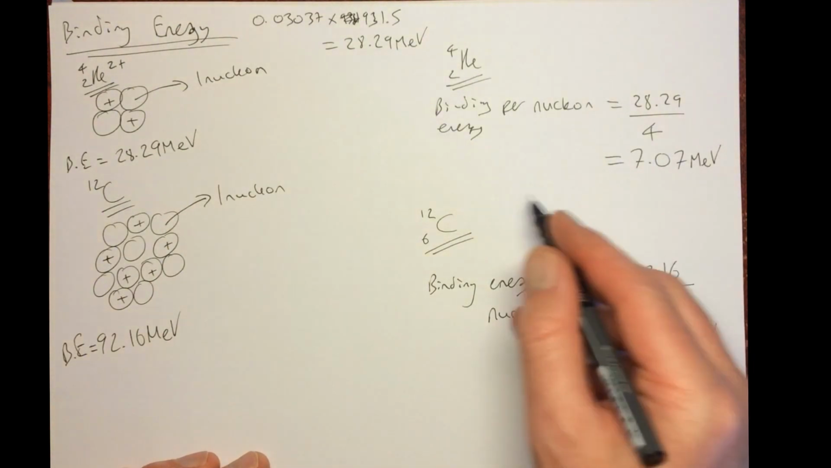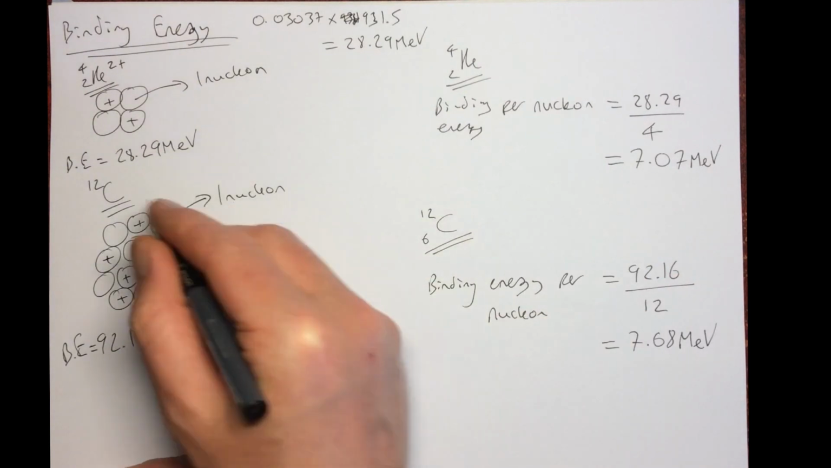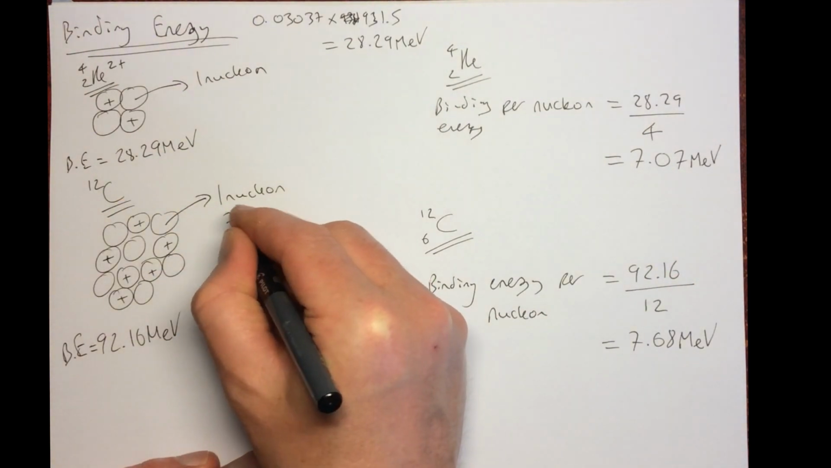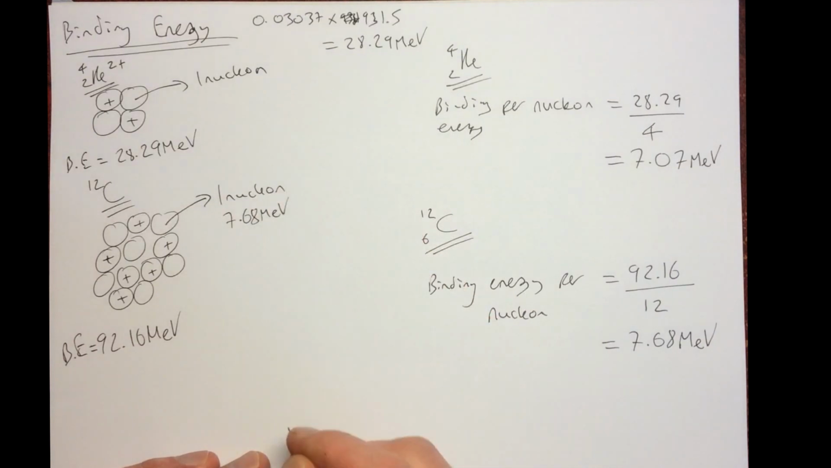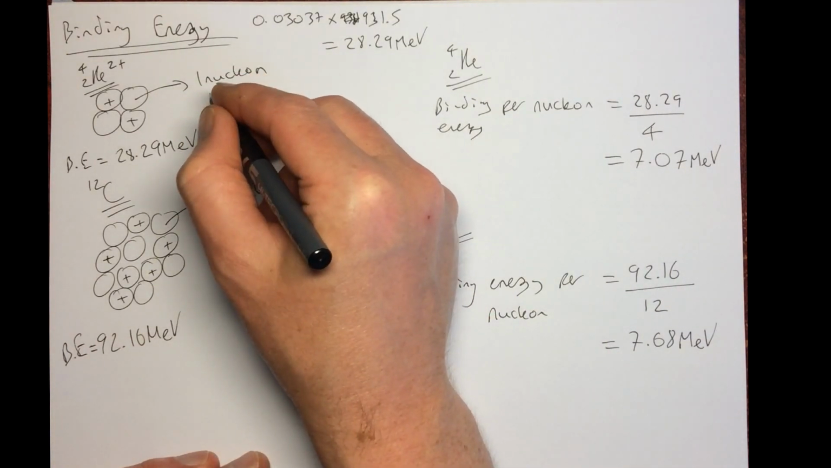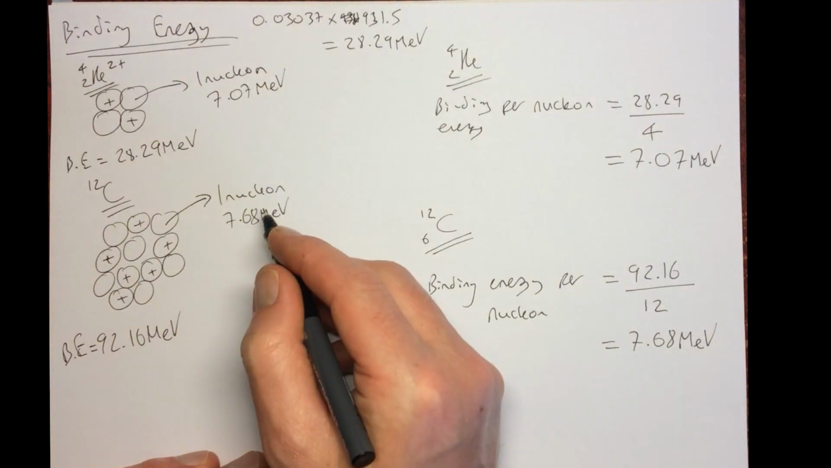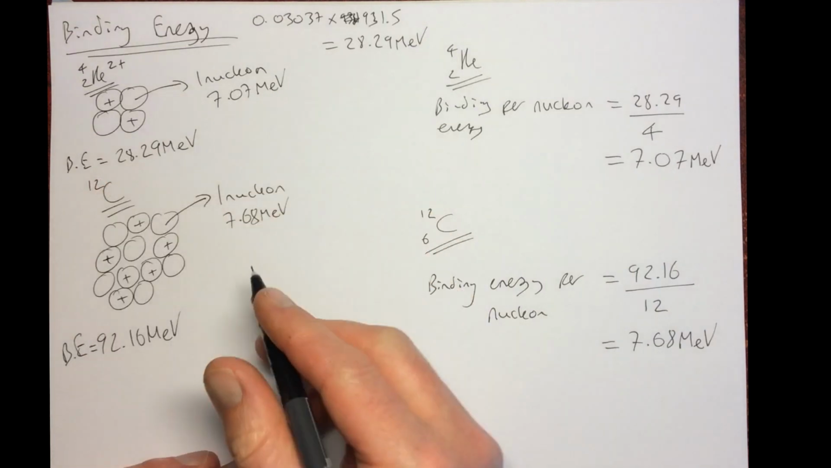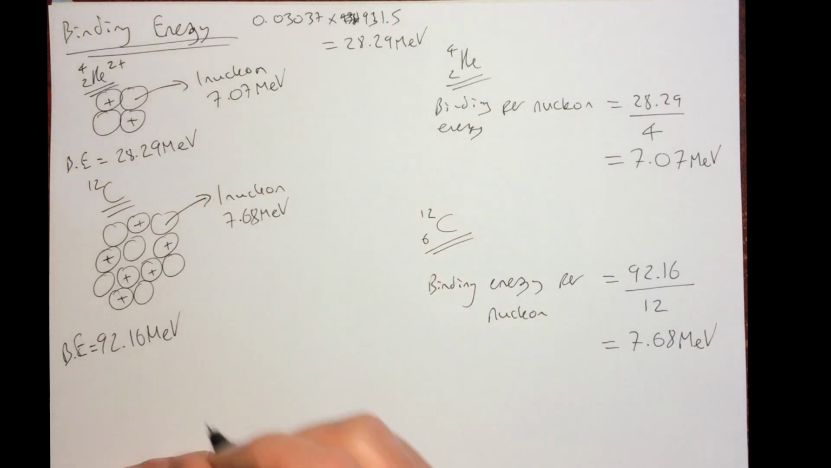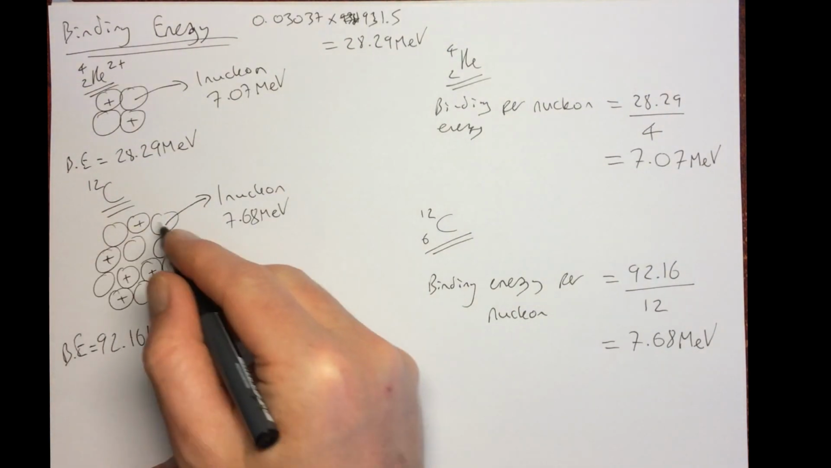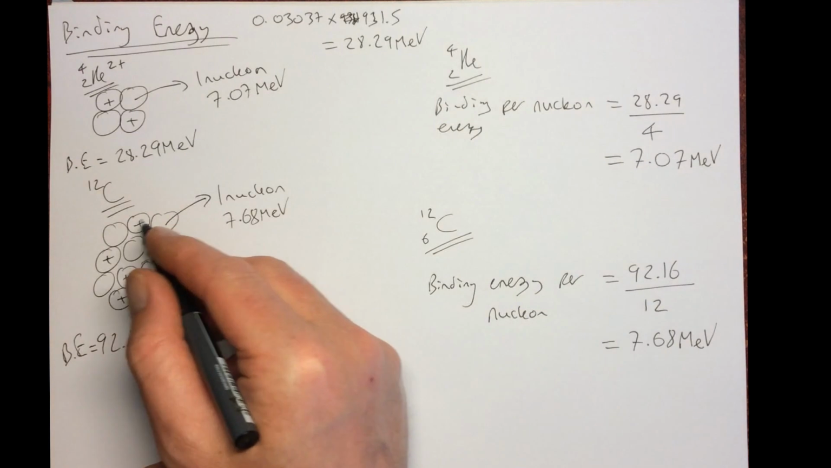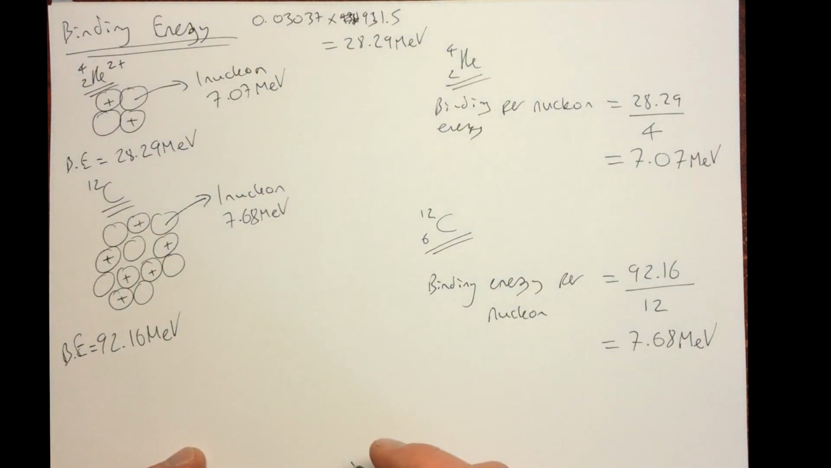And what that means is that carbon-12 is more stable. If I want to pull out one nucleon from carbon-12, it's going to require 7.68 mega electron volts on average, whereas to pull one nucleon out of helium-4 requires 7.07 mega electron volts on average. So it requires more energy to pull out one nucleon from carbon-12 on average than from helium-4. That means that this is more stable. The nucleons are more tightly bound together. They're in a lower energy state, with less potential energy than the nucleons in helium-4.